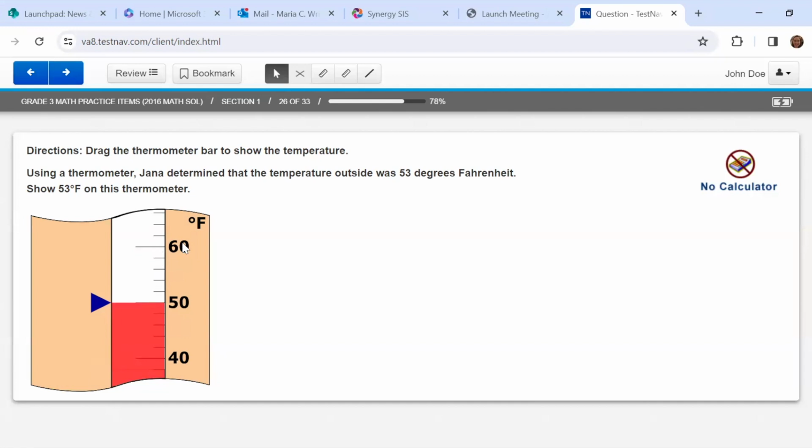Yes, that worked. So on my scratch paper, I'm going to jot down counting by twos to make sure I remember. Now I'm going to look back. I'm trying to find 53. Okay, so this would be 52 and this would be 54. 53 would have to be in the middle.